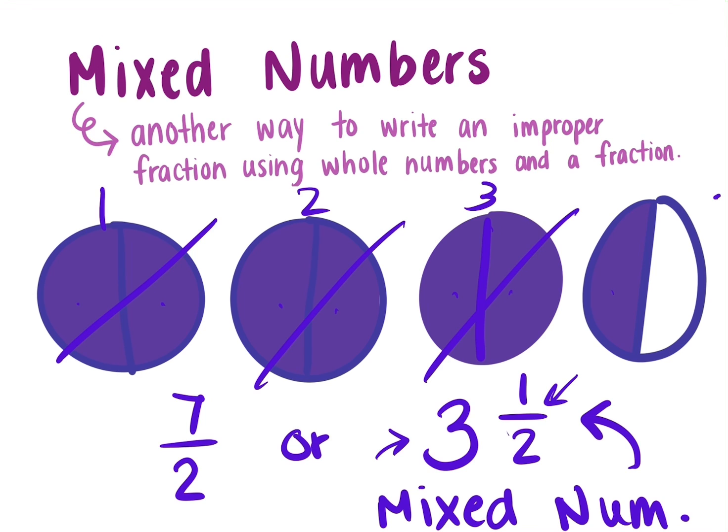Another way to think about this would be 2 halves plus 2 halves plus 2 halves plus 1/2, which would equal 7 halves, which is our improper fraction. Or you could write it as 3 wholes and 1/2, which is our mixed number. So you can write these fractions 2 different ways, whichever one you find easier. But don't be confused when people start talking about improper fractions and mixed numbers. They're actually the same thing, they're just written in different ways.